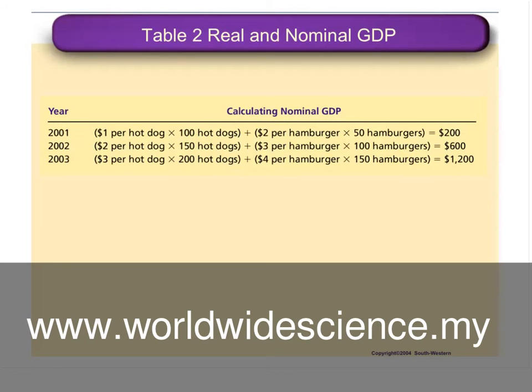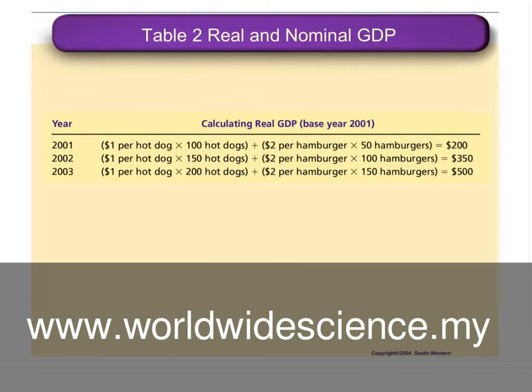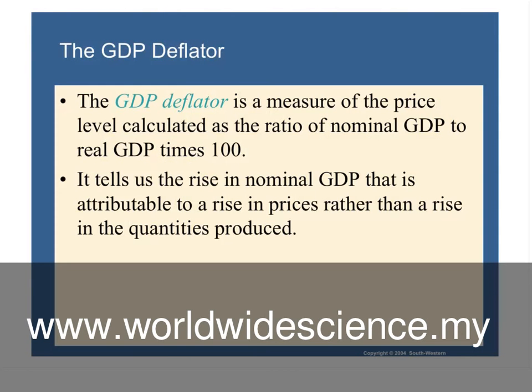So for 2002 it is $2 for a hot dog and $3 for a hamburger, and then next year it's going to be $3 per hot dog and $4 per hamburger. But for real, we actually do it at the same price, because we use a constant price.